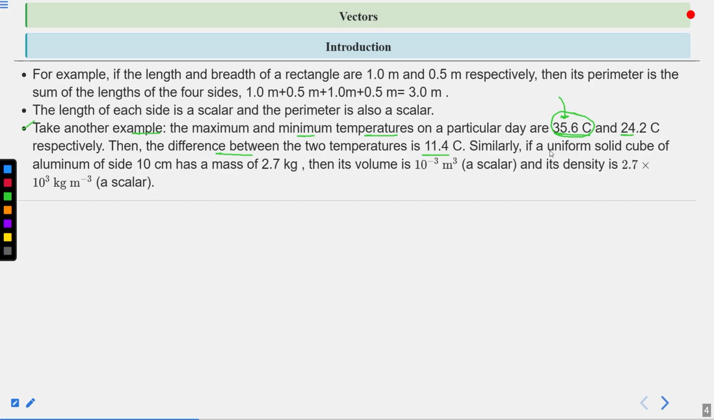Similarly, if a uniform solid cube of aluminium of side 10 centimeter has a mass of 2.7 kg, then its volume is 10 raised to the power minus 3 meter cube. So it is a scalar quantity. And its density is 2.7 into 10 raised to the power 3 kg per meter cube, and it is also scalar. It means from the given examples, we can say scalars can be easily added, subtracted, multiplied and divided. I hope this is clear.